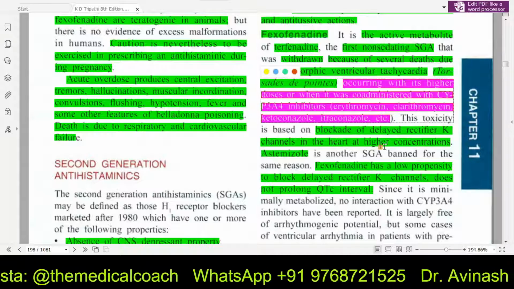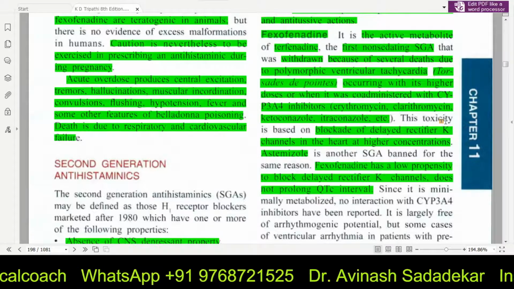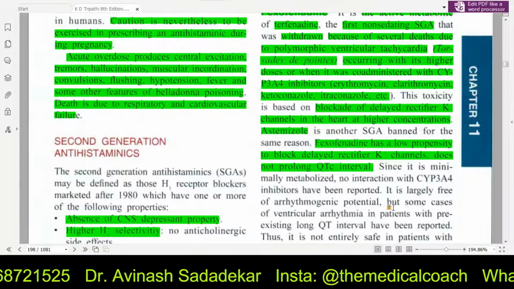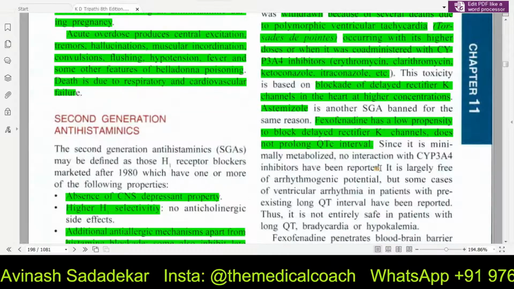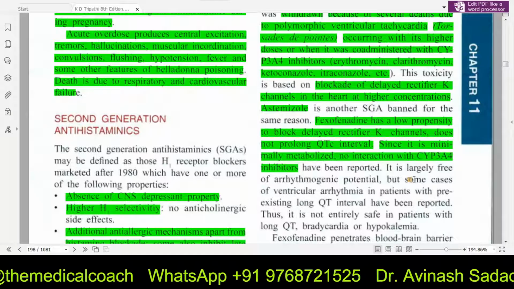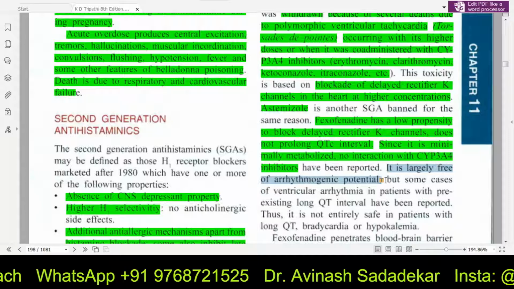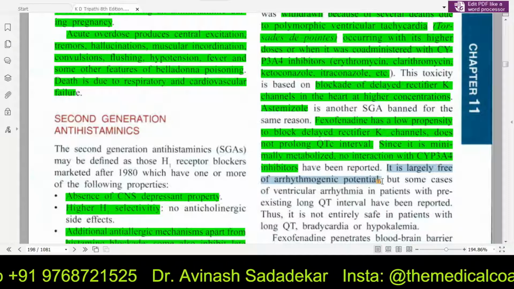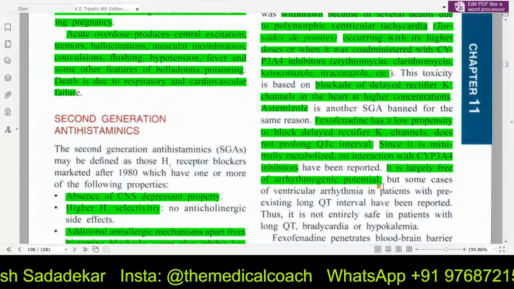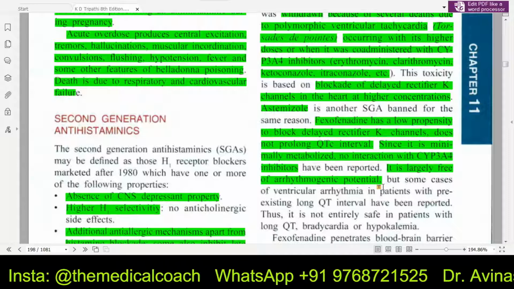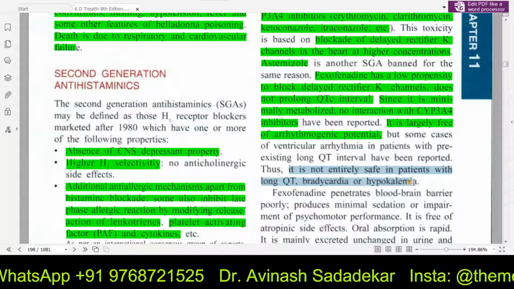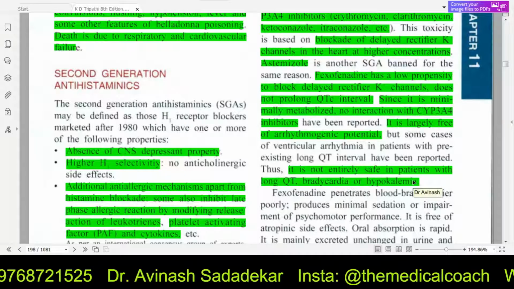Because of these, we have stopped giving terfenadine. Fexofenadine does not do this blockade of the delayed rectifier potassium, so it's safer and it is minimally metabolized, so no chance of interaction with cytochrome P3A4 inhibitors. Because it was largely free of the arrhythmogenic potential, we like this drug. Of course, some people might present to you with long QT. People who already have long QT, chances of them getting ventricular arrhythmia is higher. So not very safe for patients who are suffering from long QT interval or bradycardia or hypokalemia.